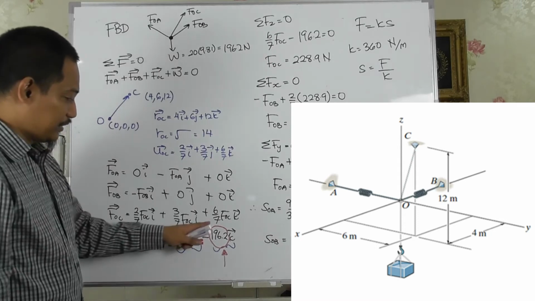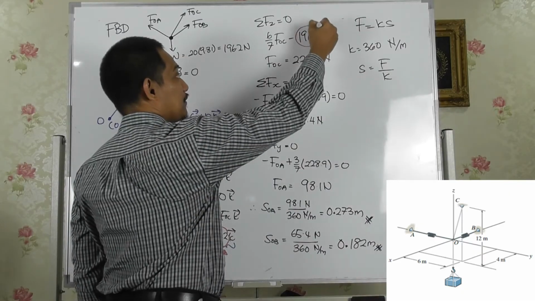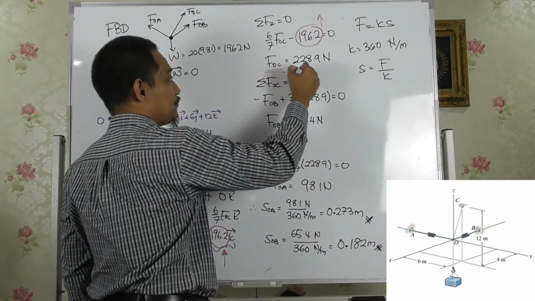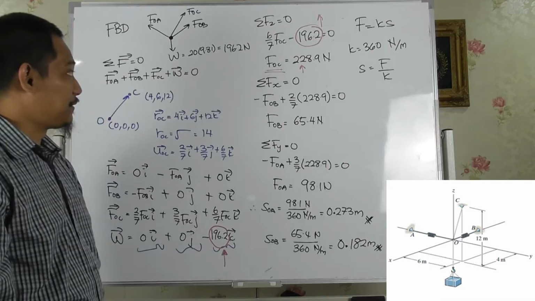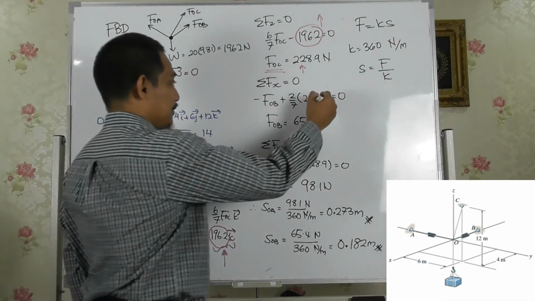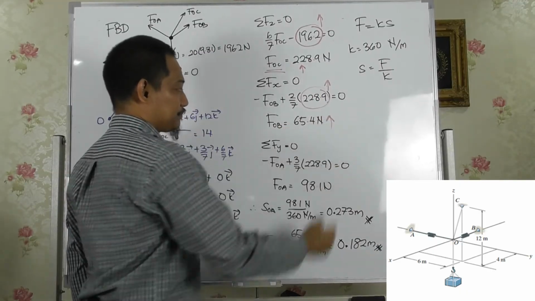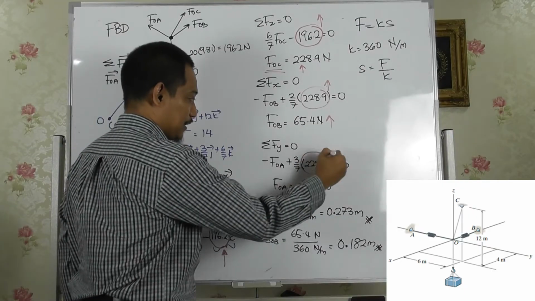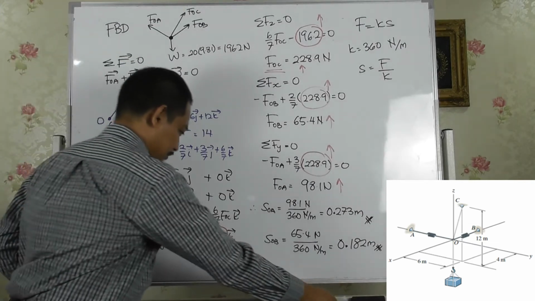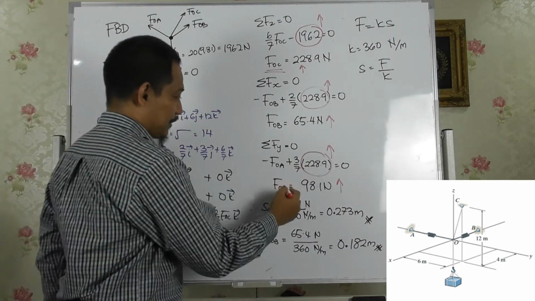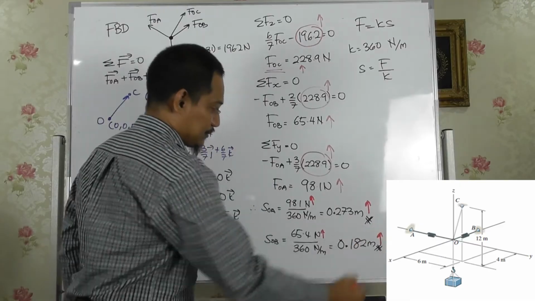what will happen? Will this go higher, FOC? If this goes higher, this will go higher as well, right? Meaning FOC will go higher as well, correct? If FOC goes higher, FOB will go higher as well, right? Similarly here, if this goes higher, FOA will go higher as well. And if both FOA and FOB go higher, then obviously the stretch will be higher as well.